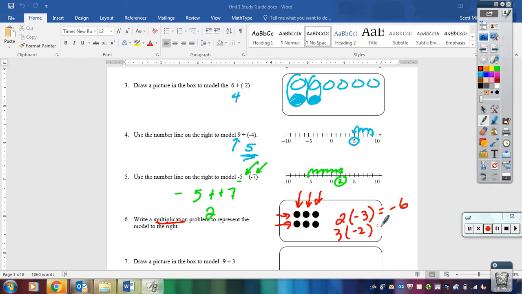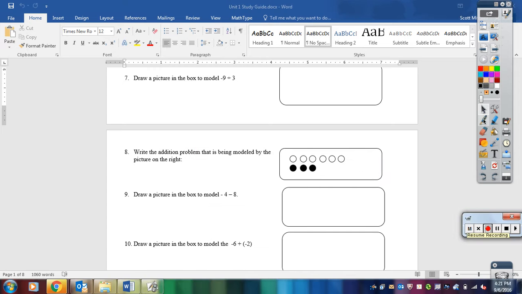Yeah, there are 6 negatives. Either one of these would be acceptable for the model of multiplication on the right. Number 7 says to draw a picture to model -9 divided by 3. Start with 9 negatives.